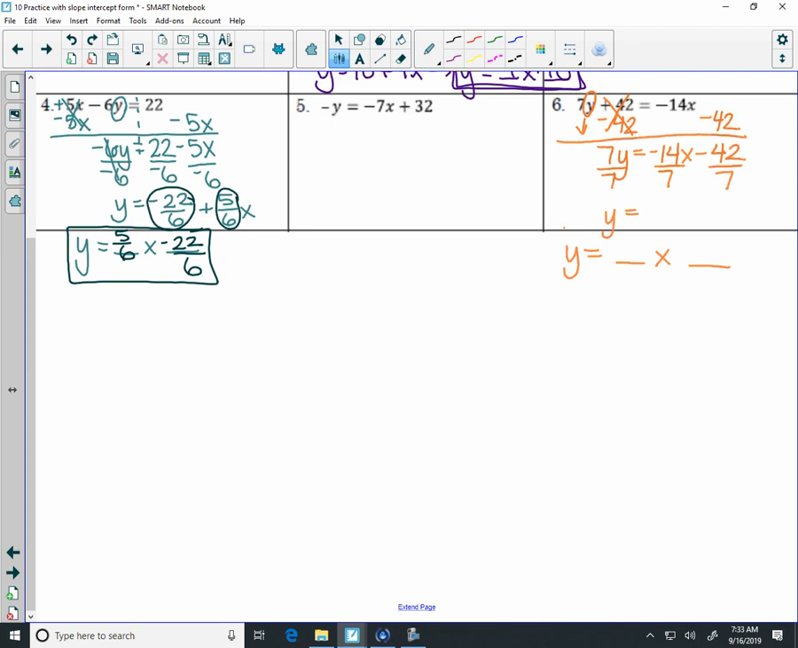Negative 14 divided by 7 is negative 2, and it has an x. Negative 42 divided by 7 is negative 6. And I didn't even need my fill in the blank for that one. It was already in the right order. Remember, y equals mx plus b gives us our start. That's our b. That's this blank over here. And our slope, or our pattern number.